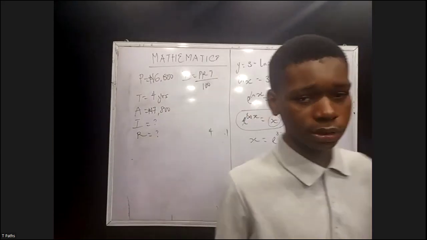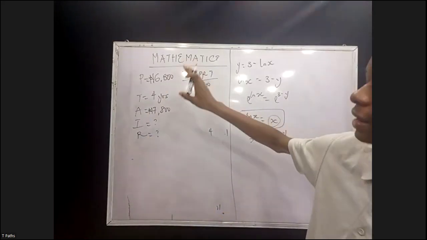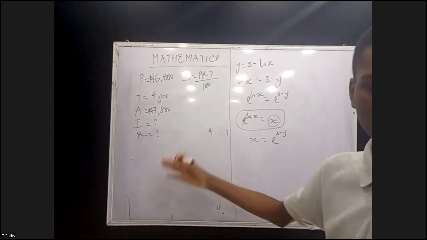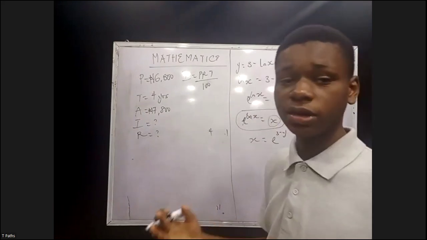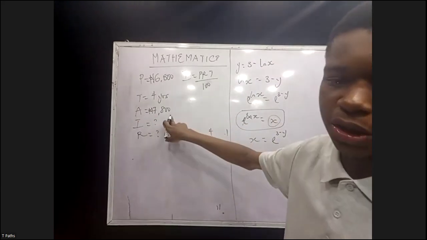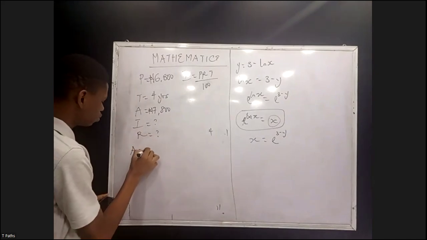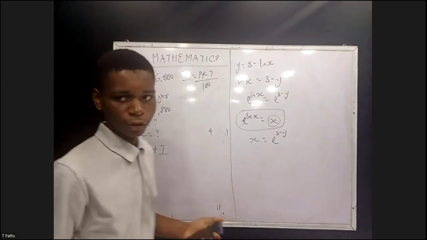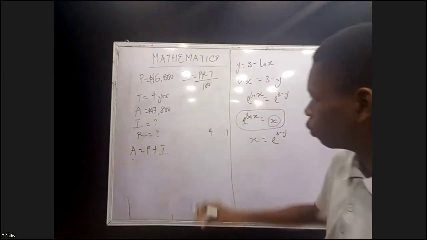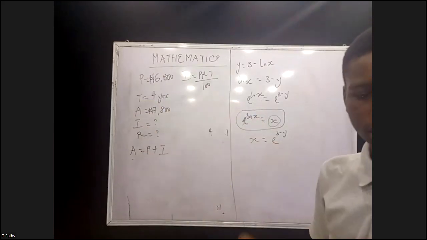Now, this is the first part of the question. It says an investor who invested 6,500 naira at some simple interest rate, which is R. They didn't specify the rate in the question. The amount is 7,800 after 4 years, so my time is 4 years. Now, how do I get my interest? Amount is equal to principal plus interest. Don't forget, this means the total amount collected after 4 years was the sum of the principal plus the interest after that particular duration.